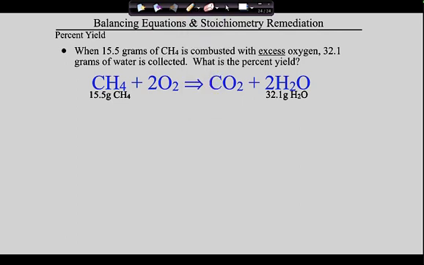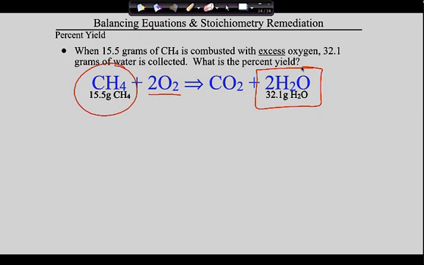So now we have a sense of what we're figuring out. We know that we're starting with 15.5 grams of CH4. We've got all the oxygen that we need to make all of that CH4 react. And at the end of that, we collect 32.1 grams of water. The question is, how did we do? Is 32.1 grams of water all the water that we could have collected from burning 15.5 grams of CH4? Or did we lose a lot?